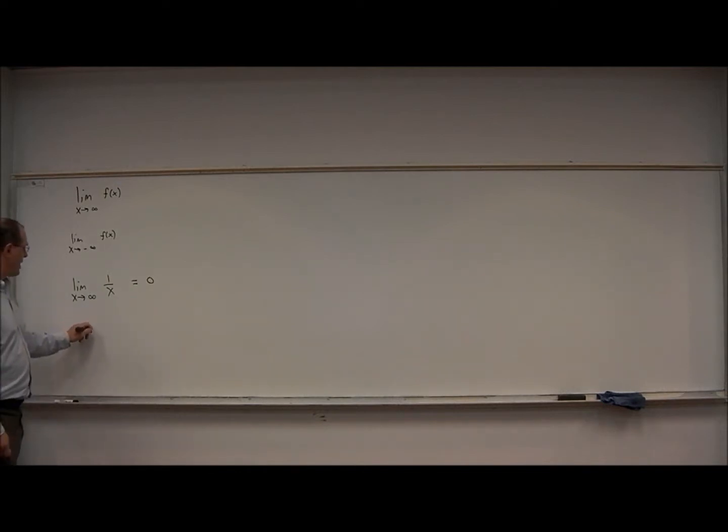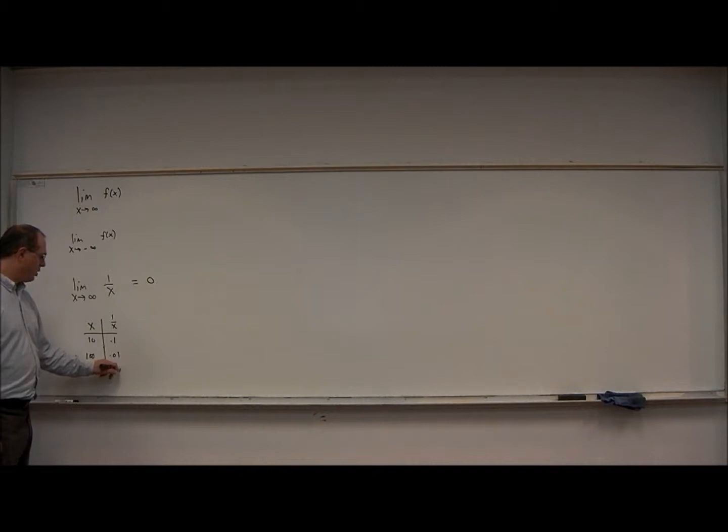If we look at some values of x and 1 over x, that will probably be clear. If x is 10, which isn't really very big here, then 1 over x is 1/10, which is 0.1. If x is 100, then 1 over x is 0.01. We can see it shrinking, getting closer to 0. If x is 1,000, then here we have 0.001.